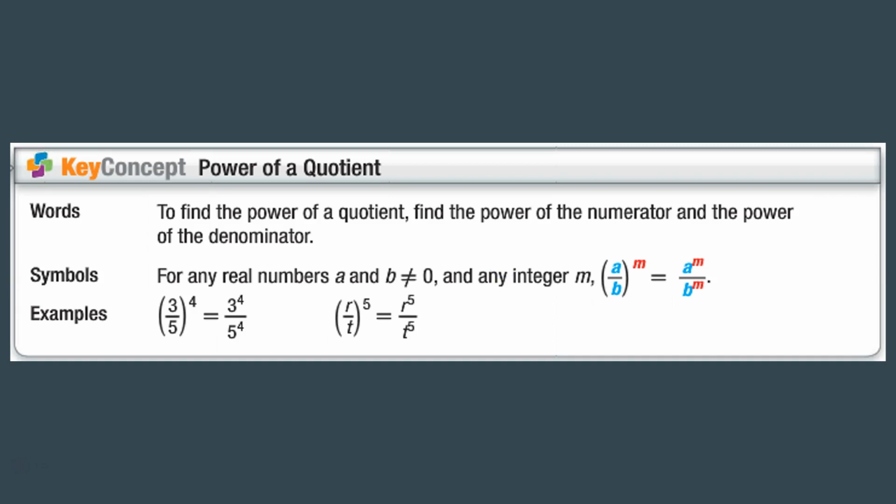So power of a quotient. To find the power of a quotient, find the power of the numerator and the power of the denominator. So notice here it is like the distributive property again for the numerator and the denominator. So 3/5 to the power of 4 is equal to 3 to the power of 4 divided by 5 to the power of 4. Oh, but one thing you want to keep in mind is your denominator cannot be equal to 0. It will not work.